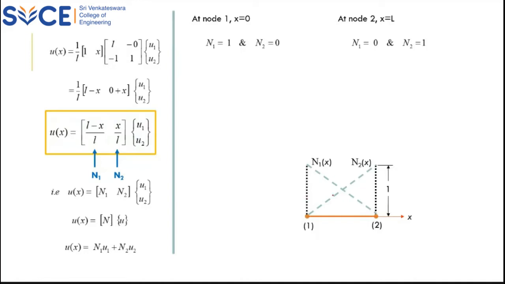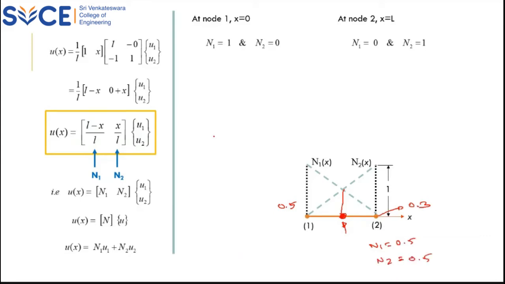Okay, in between, if I want a value, for example at the middle, so this is my element, I want to know the value. I know the displacement here is around 0.5. Here the displacement is 0.3. In between these two nodes, I want to know the displacement. You can see that your N1 here is acting as 0.5 and N2 is also acting as 0.5.